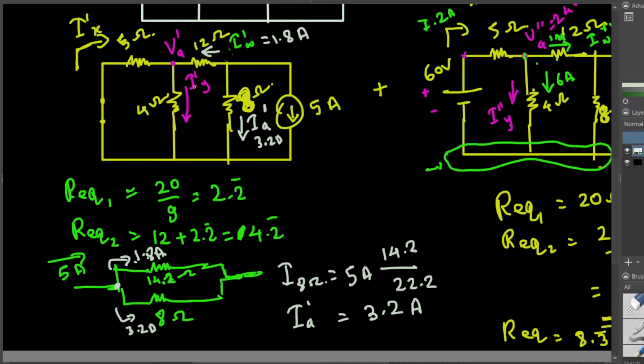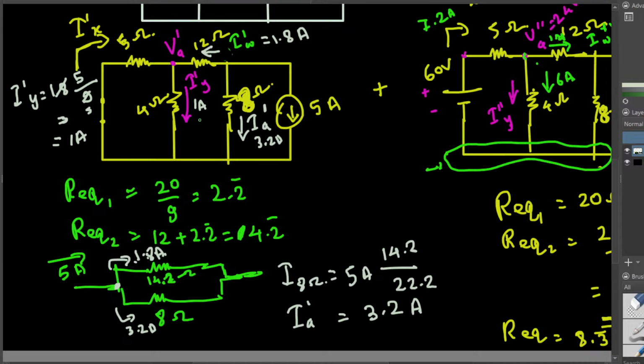Okay, let's say I want to find out the I prime Y. What equation do I have to use? Current divider. Current divider says source current, that is 1.8 ampere, and whatever the rest, if you want to find out the current here, I have to put the other one on top. So the other one is 5 ohm, and then the addition of these two in the bottom, 5 plus 4, that is 9. Okay, 1.8 times 5 over 9. So the current passing through this one is 1 ampere, right here.